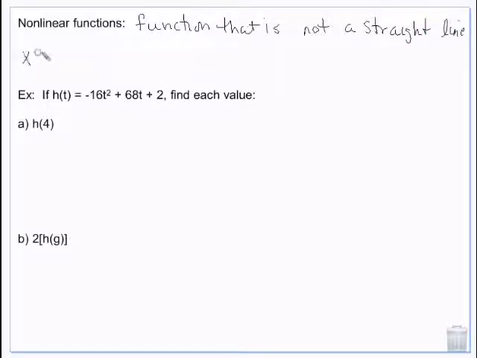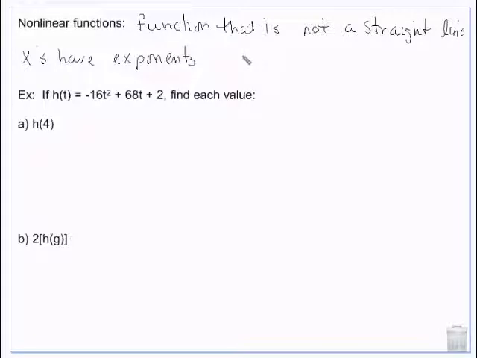And so that means the x's have exponents. Now on that homework where you had the x squared plus y squared, that's not a function because the y also had an exponent. To be a function, only the x can have the exponent, not the y. Does that make sense?